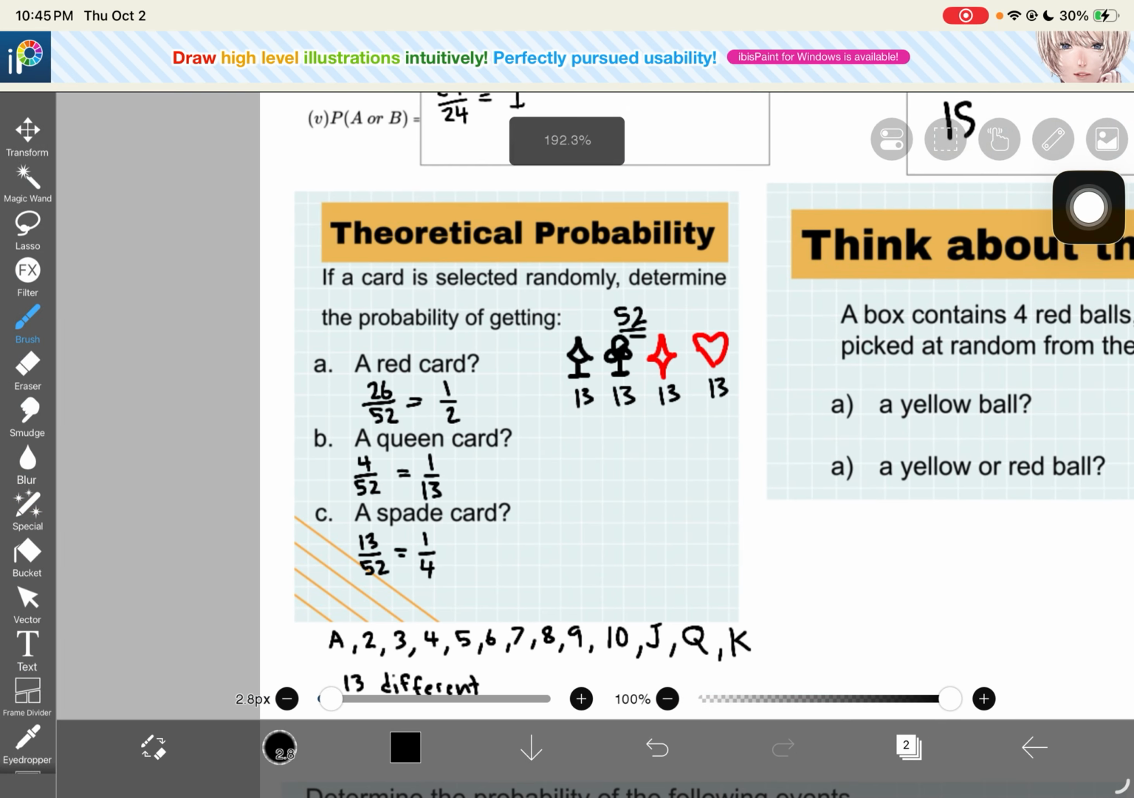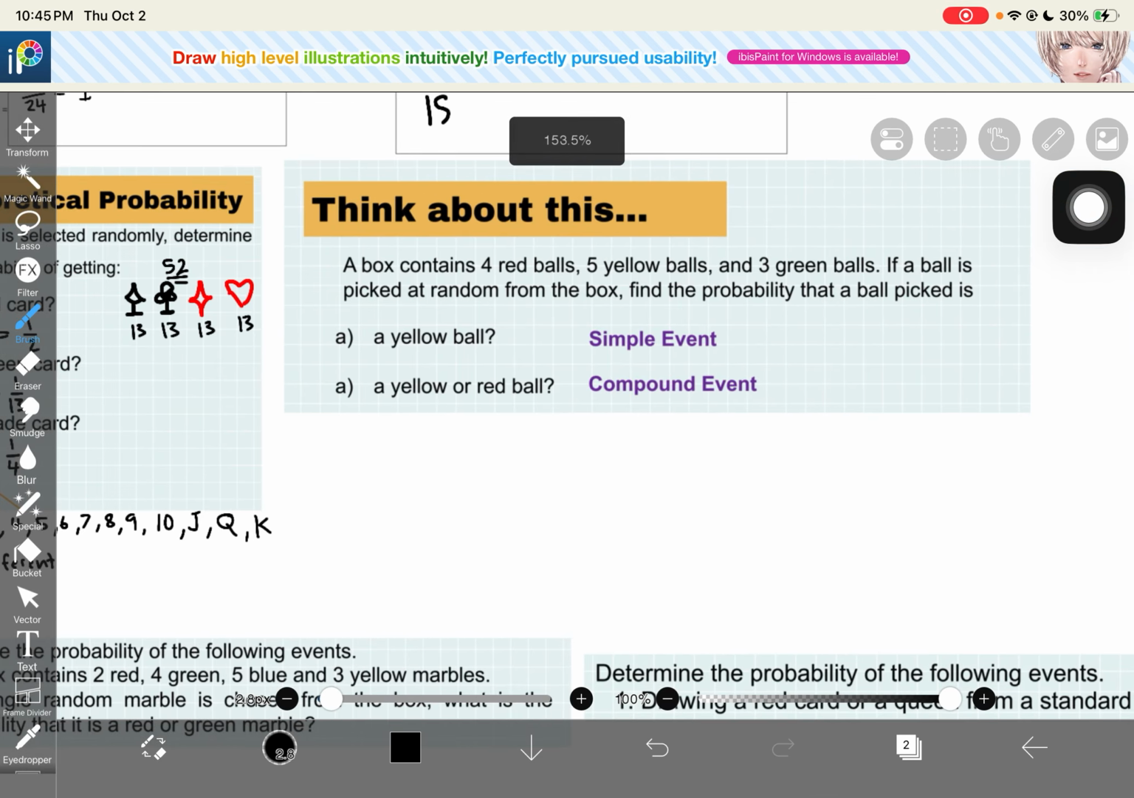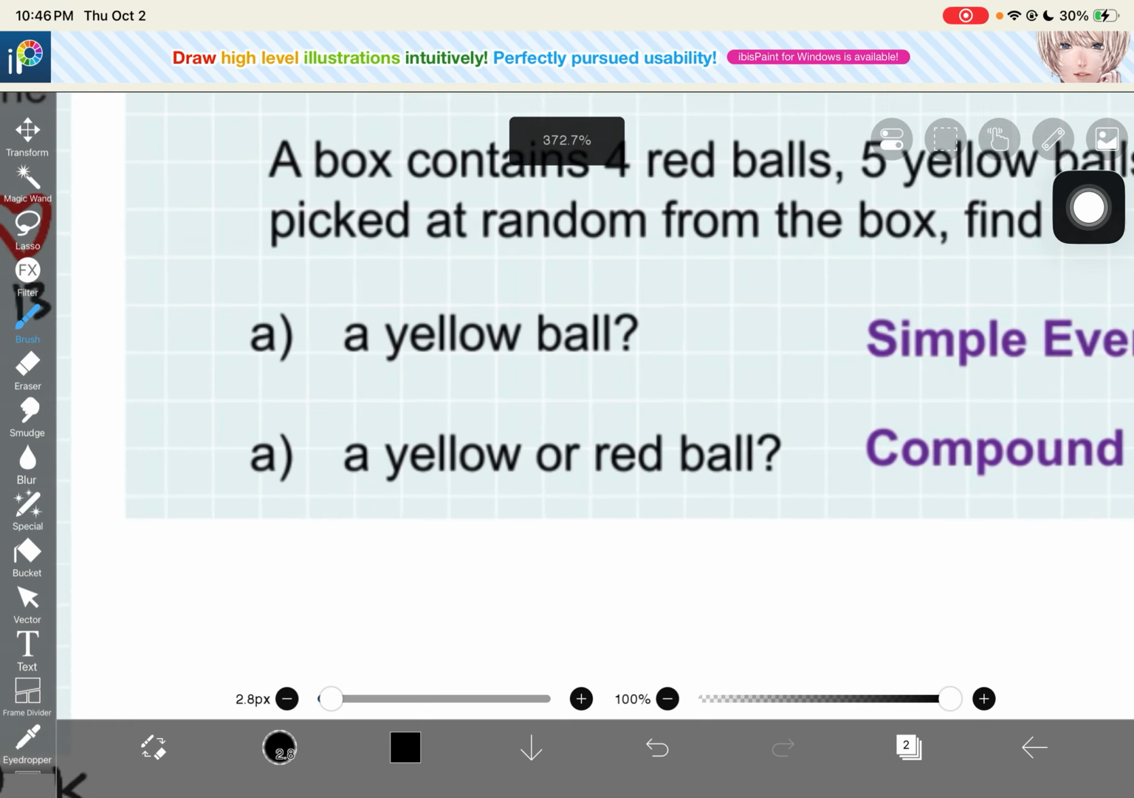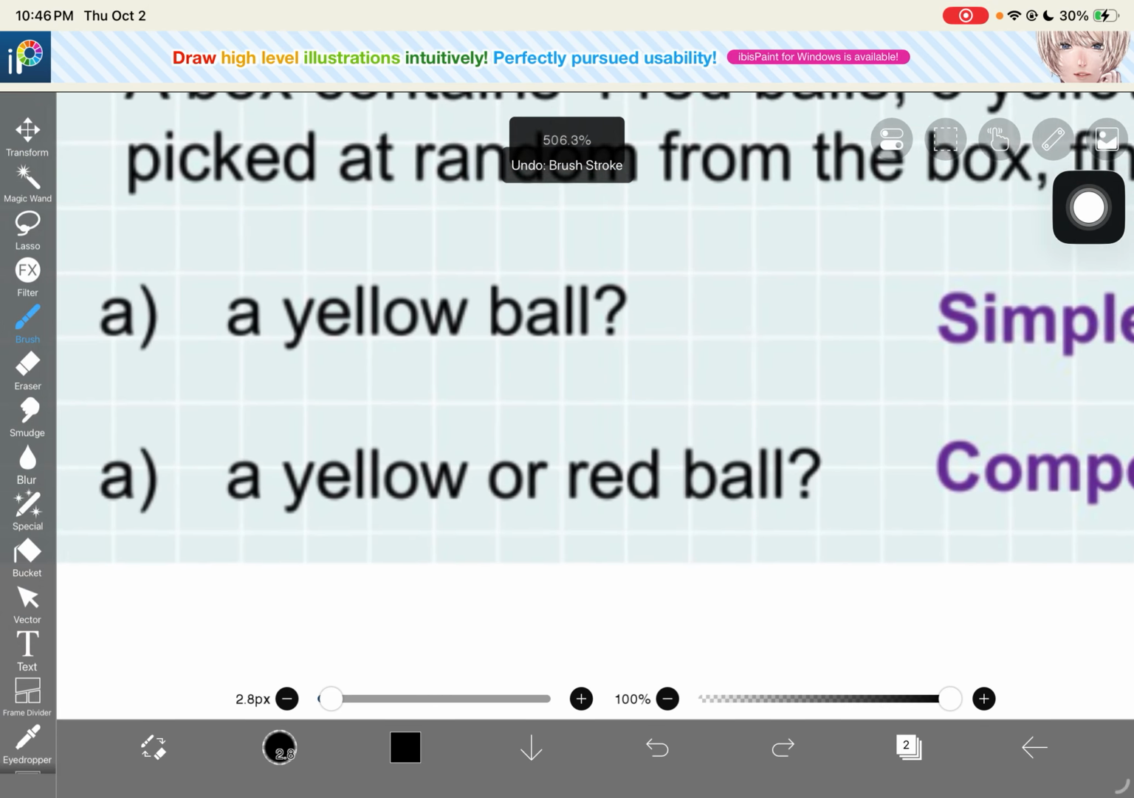So that's simple probability. You're just going to roll once, and that's it. It's just one singular event. Meanwhile, as for compound probability or compound event, think about this. A box contains 4 red balls, 5 yellow balls, 3 green balls. If a ball is picked at random from the box, find the probability that the ball picked is a yellow ball. As you can see, there's only one favorable outcome here, yellow.